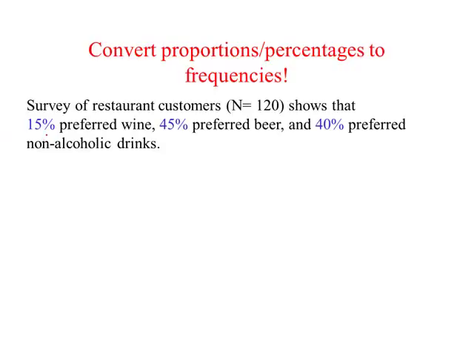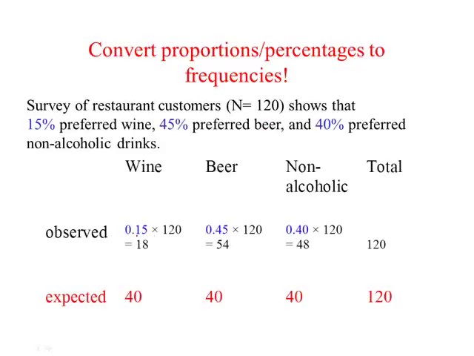So we simply have to calculate what is 15% of 120, 45% of 120, and 40% of 120. You just take that 0.15, multiply it by the total number in your survey or in your sample, and that'll give you the number in that group. So here these are just the same values as we used in the example previous. Once you've obtained your frequencies, you just run it in the same way as we just did.